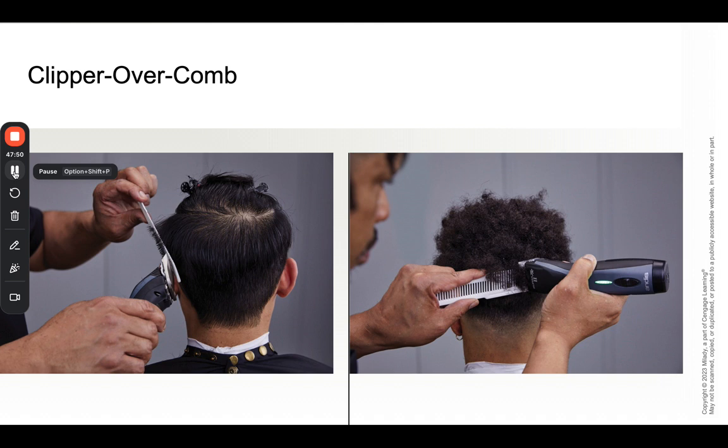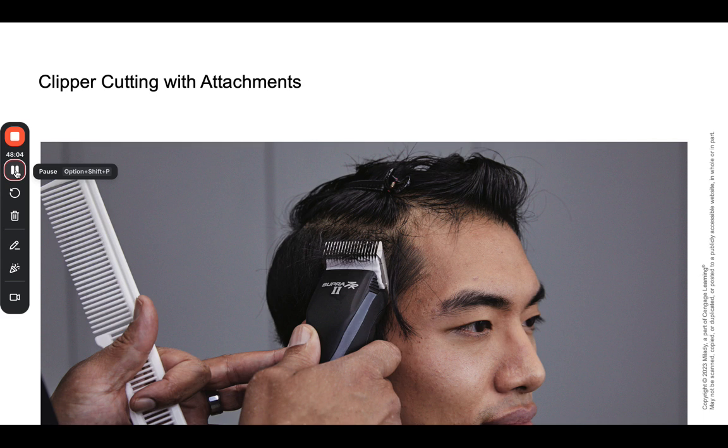Use the comb the same way as when working with a shear over comb. The main difference is that the clipper moves across the comb, which requires you to keep the comb in the same position as you cut. The angle at which you hold the comb determines the amount of hair that is removed. Clipper cutting with attachments: remember, the attachments are like your guards, and they're just a way for you to quickly and easily create short haircuts that have the same lengths in various areas.